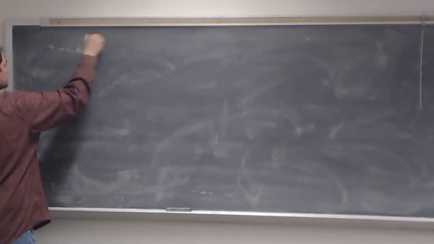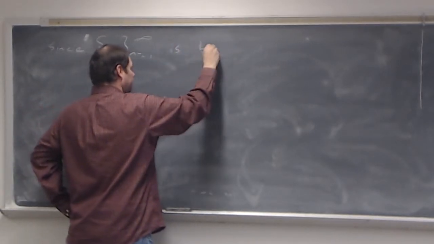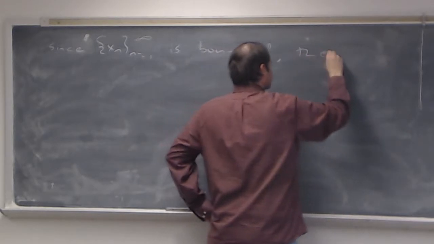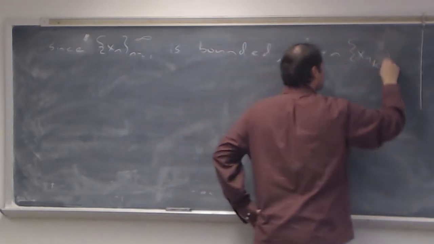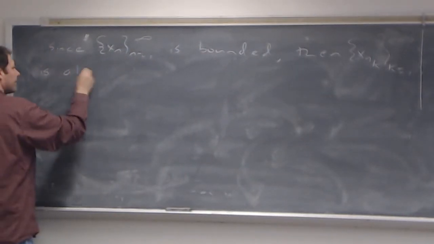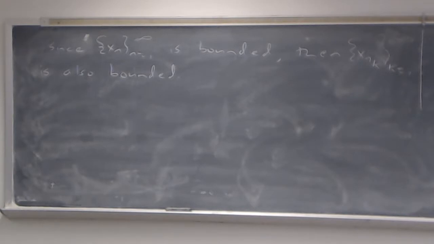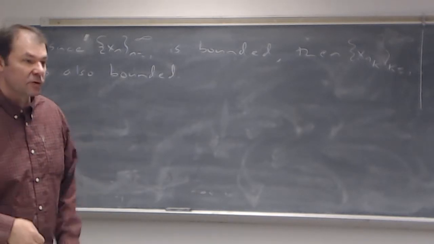So since x of n is bounded, then the subsequence x of n sub k is also bounded. So let's concentrate on that x of n sub k for a second. Even though it's a subsequence, it's a sequence that's bounded. Well, the Bolzano-Weierstrass theorem tells us that every bounded sequence has a convergent subsequence. So I'm talking about x of n sub k. It has a convergent subsequence.